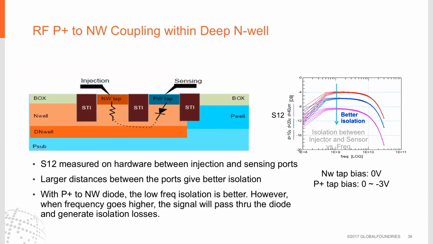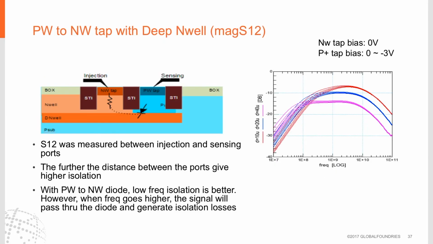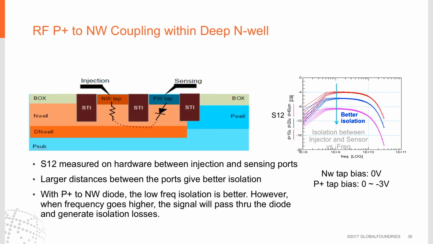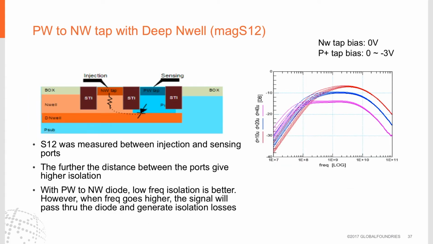Here we measure the coupling between an N well tap and a P well tap. In this case, a reverse bias diode exists between the P well tap and the underlying N well. Again, as the distance increases, we see isolation is improved, which is not unexpected. And if we continue and add a deep N well to this structure, again we find that as distance increases, isolation improves, but the isolation is not as good as without the deep N well.